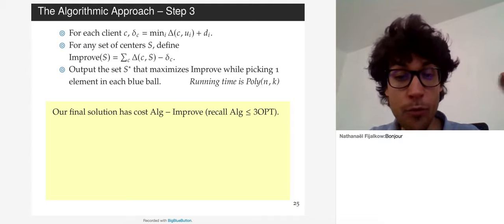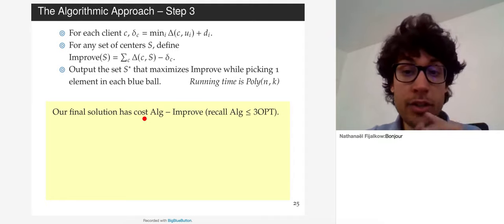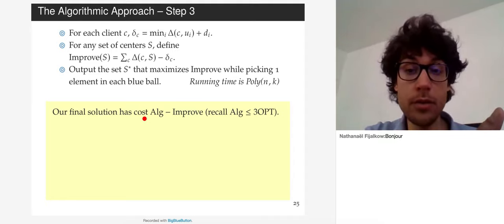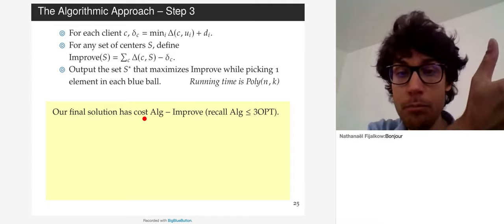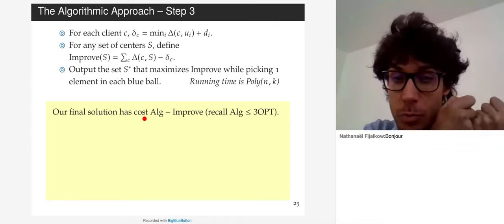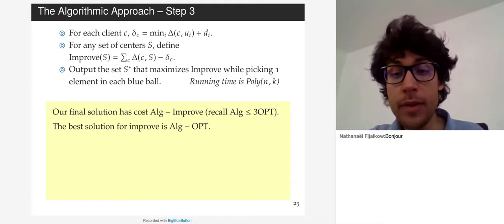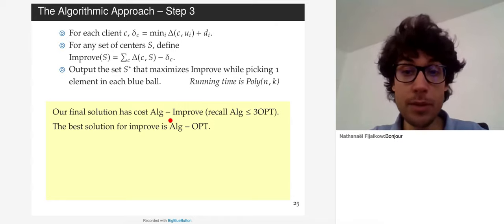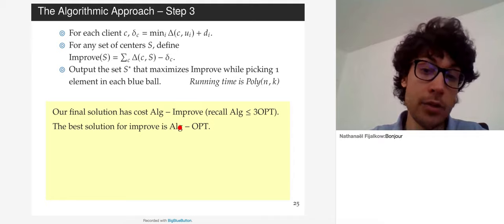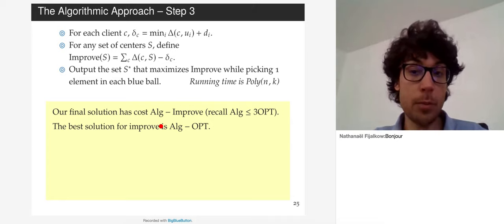Okay, so let me give you now the full proof. What's the final solution? The final solution is going to be ALG, the original 3 approximation we started with by picking any yellow guy in the blue balls, minus improv. And this improv is what we want to maximize. We want to get the best improvement. The best solution for improv is opt: if I pick opt for improv, then I'm getting an optimal solution, so I'm getting the best improvement possible. The best improvement possible is going from ALG to opt, because opt is the best k-median solution. So the best improvement is ALG minus opt.